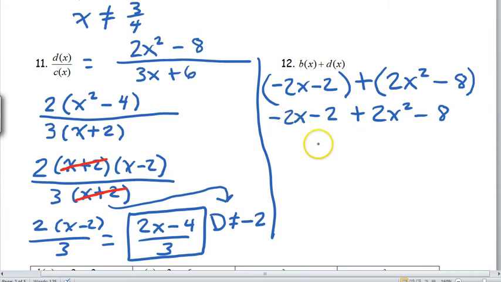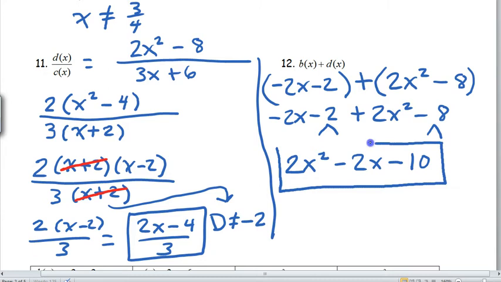What are the like terms? Right, the only like terms are the negative 2 and the negative 8. So put it in order, please. What goes first in my answer? You need to write the 2x squared first, then the minus 2x, and then minus 10. So that's the answer for number 12. Talk to me about domain restrictions. Right, there are no restrictions, so the domain is negative infinity to positive infinity.